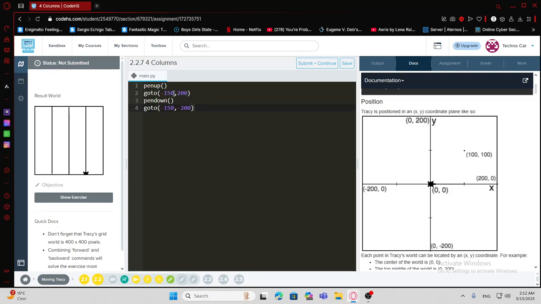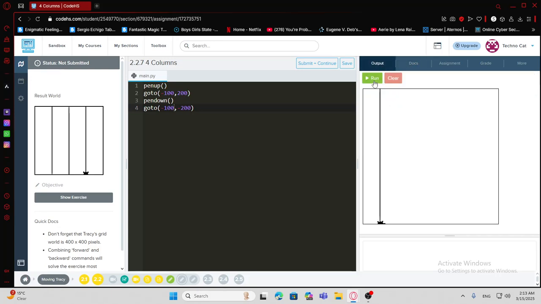Oh, because it's not negative 150. Sorry, I'm a little bit sick. That's gonna be my excuse today. It should be 100, because again it's 400 long. So from negative 200 is not gonna only go to 150. This is 100. That looks much better.